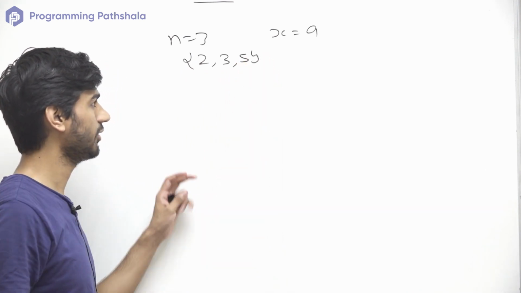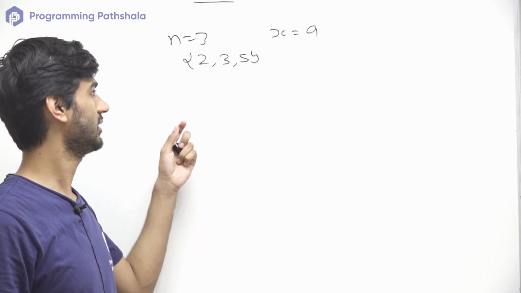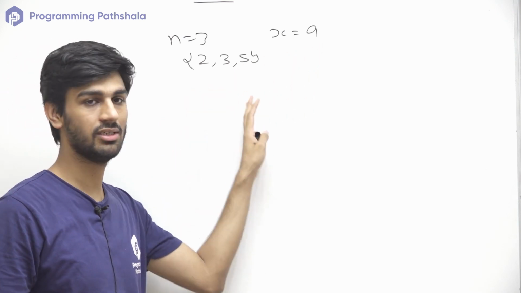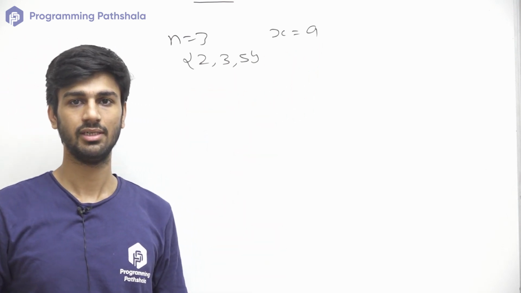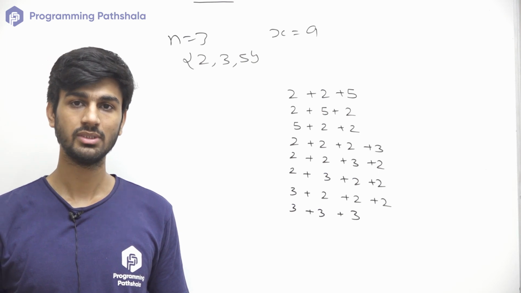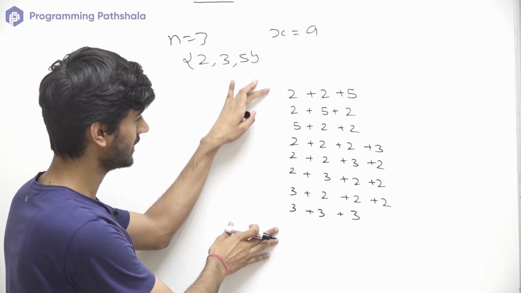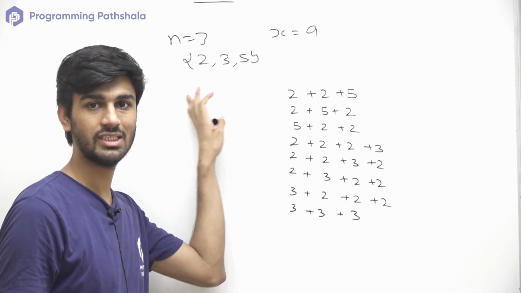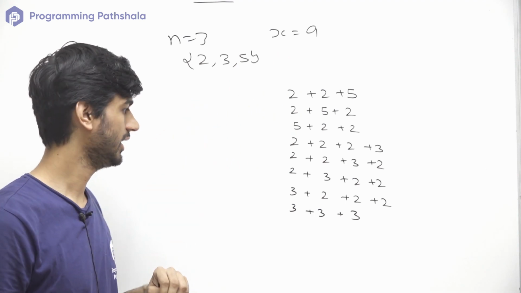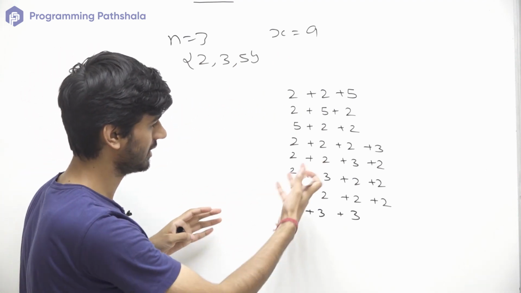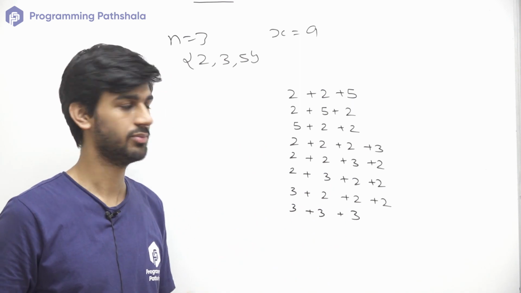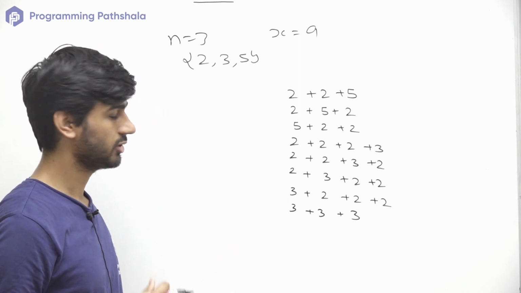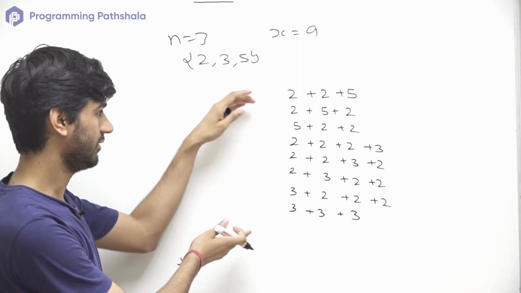Now we have to find out how many distinct ways there are in which we can get a sum of 9 using these 3 values of coins. According to the problem statement, these are the 8 ways in which we can get a sum of 9 using these 3 values of coins. If we look at all these ways, they sum up to 9, which is a bit obvious. But we can observe 2 more things from these 8 ways.